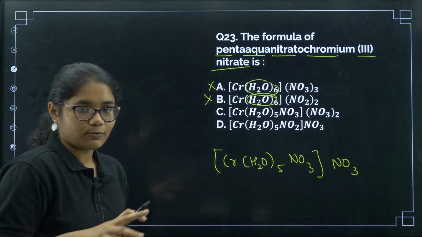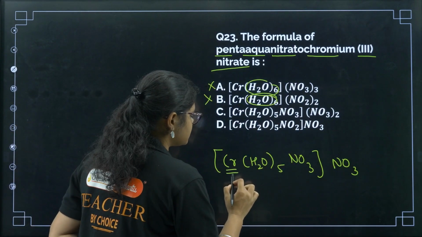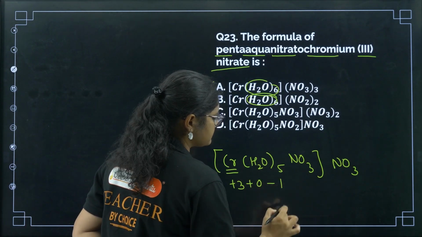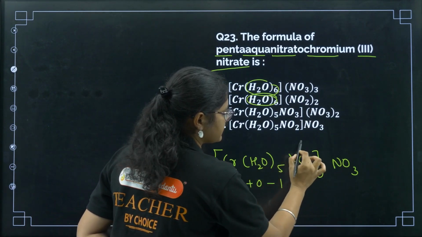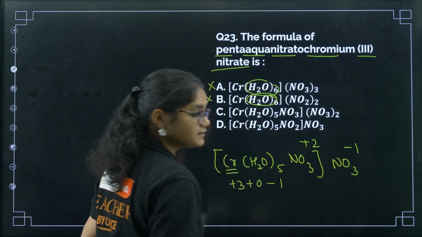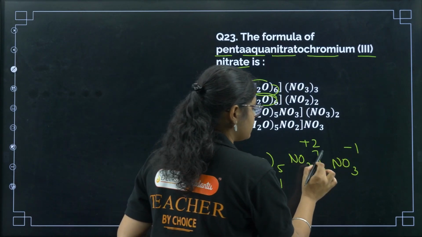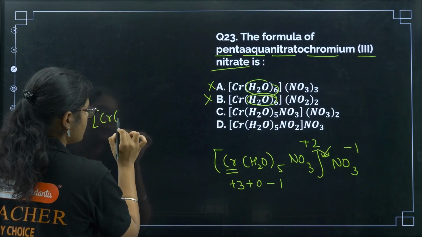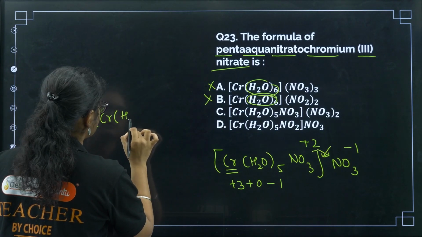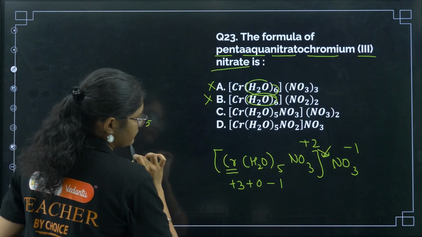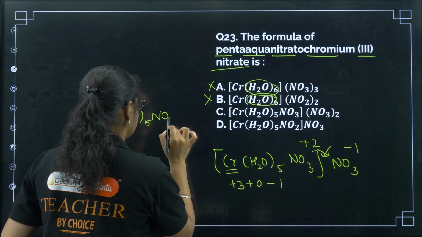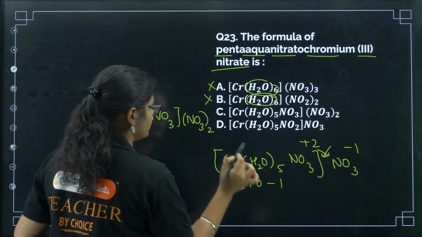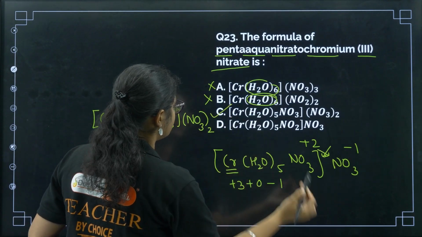Here it is very important how to find the charge. Now see, what is the charge of chromium? +3, water is 0, nitrate is -1. That means the total complex charge is +2. Nitrate charge is -1. Then what will happen? There will be a crisscross. So what I will get? Cr, H2O whole 5, NO3, NO3 2. Okay, so that is option number C.